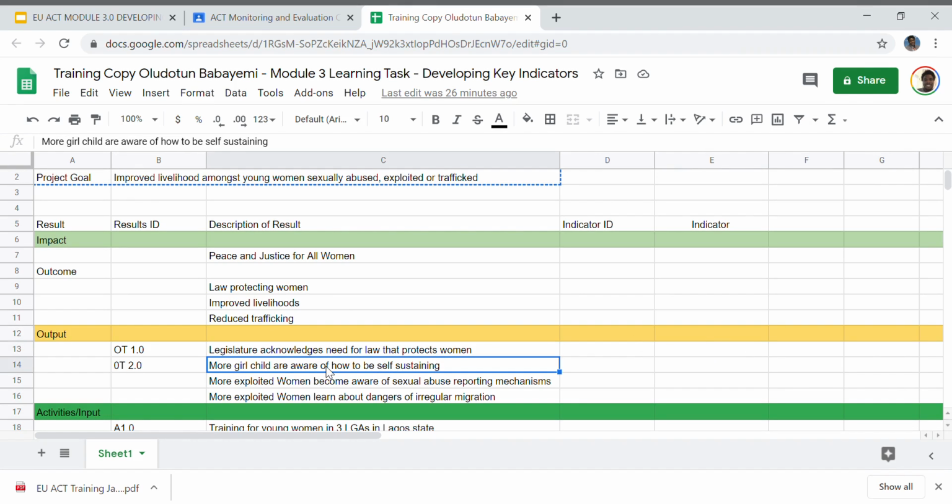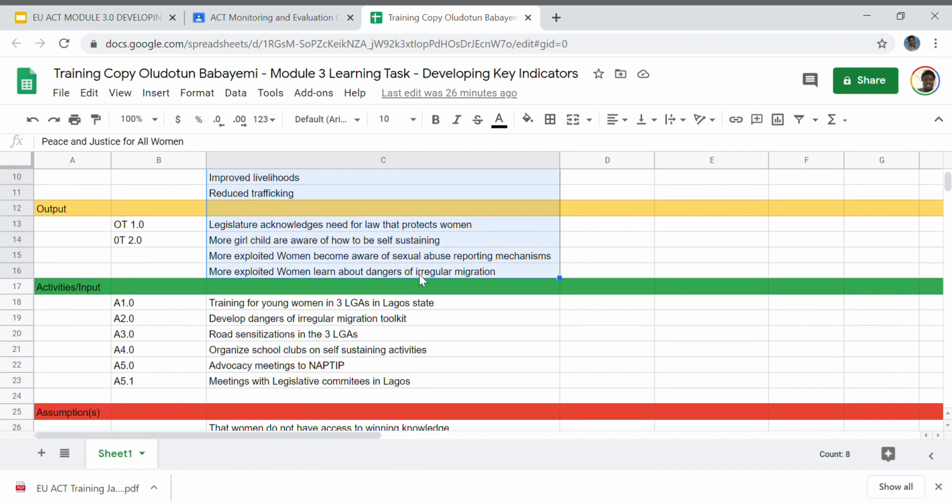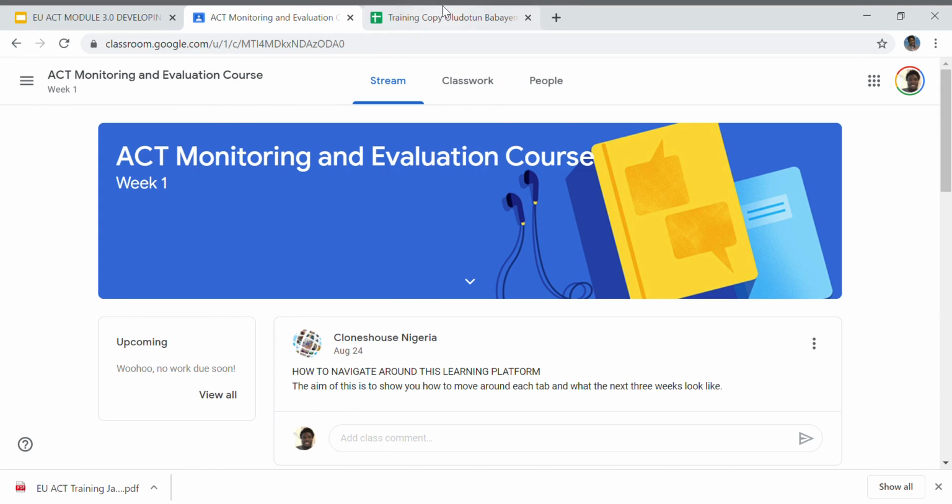If you say girl children are aware of how to be self-sustaining at the output stage, then how do we measure that? It is by using indicators, and it depends on the indicators that you have developed. If you say there are now improved livelihoods, what would you use to measure that? That is what we refer to as your indicator. So they are measures of all what you have in here, and also measures of your activities.